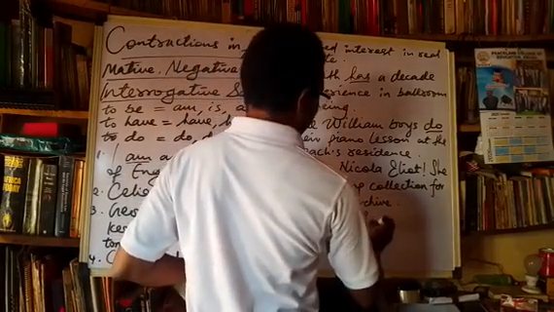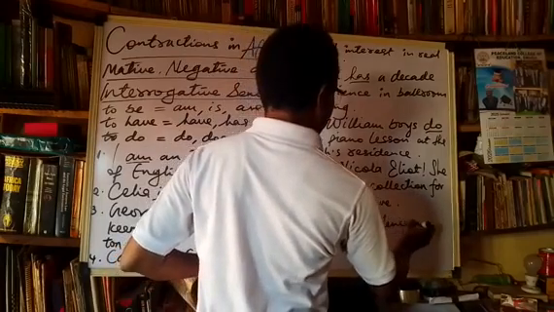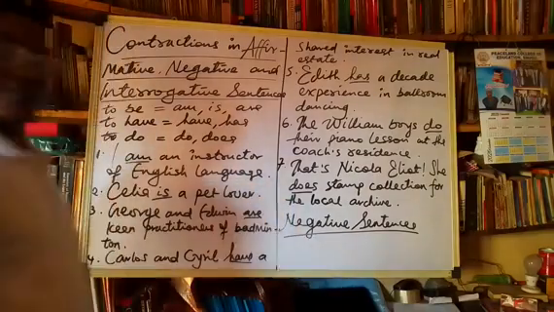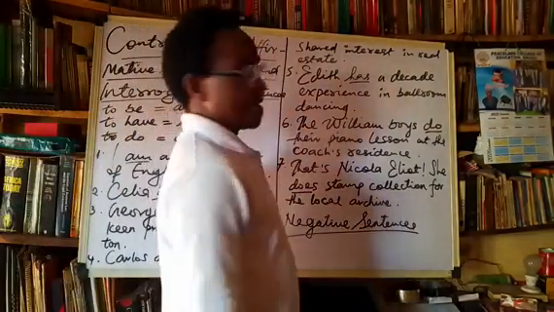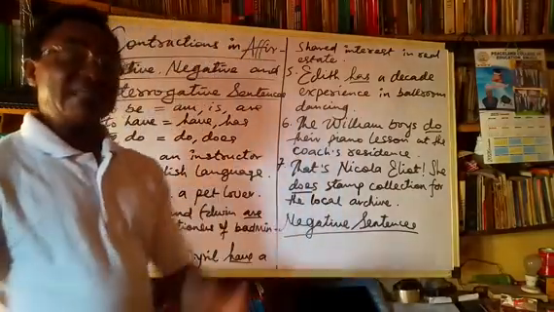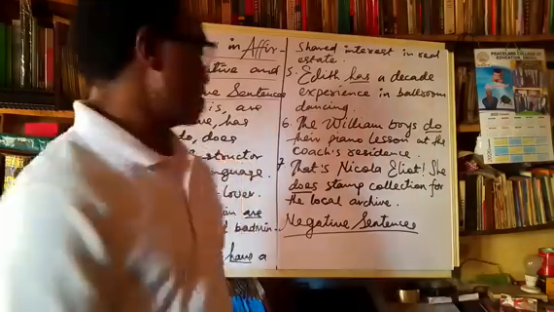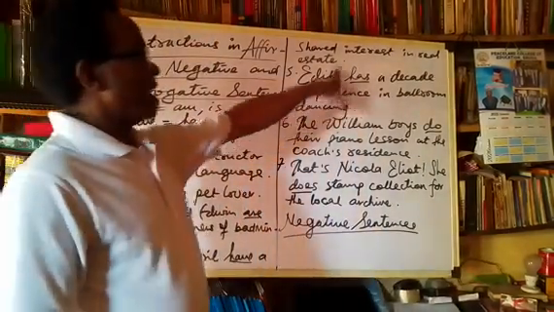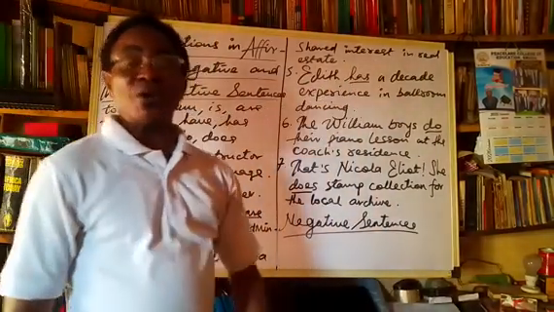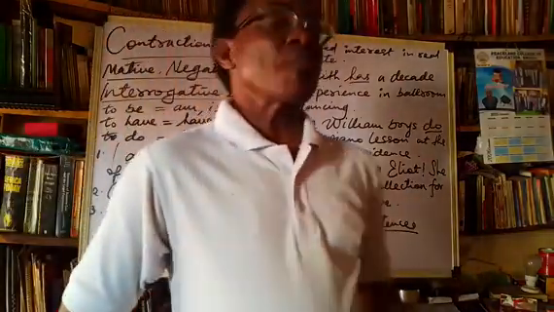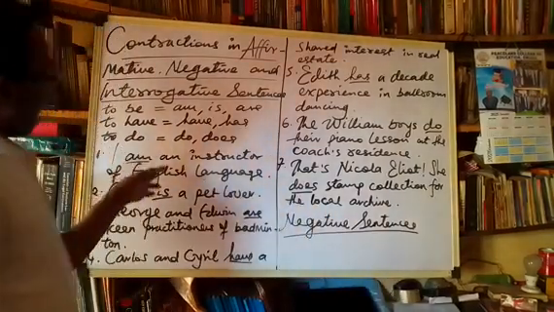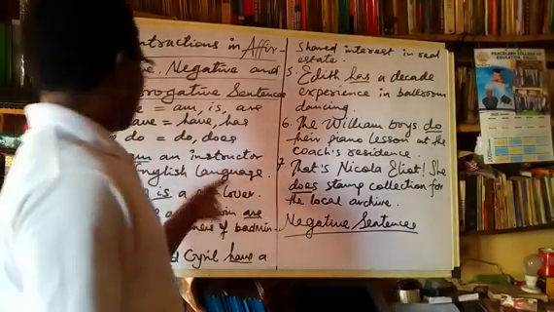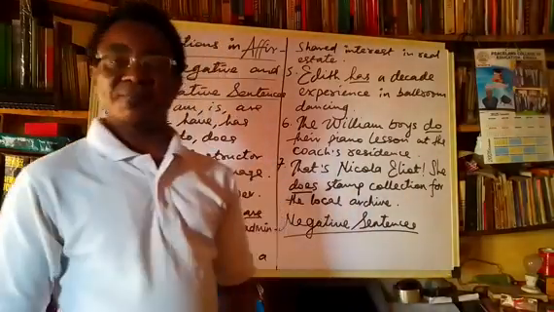Negative sentences. Good. As we make each of these seven sentences negative, we now learn how to contract each of these verbs underlined. Good. Let us go on. So number 1 is, I am an instructor of English grammar.